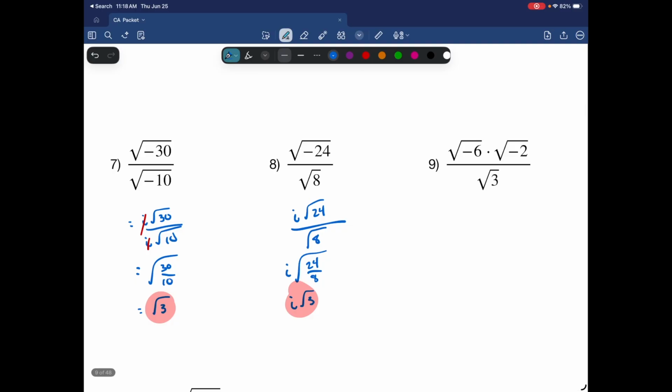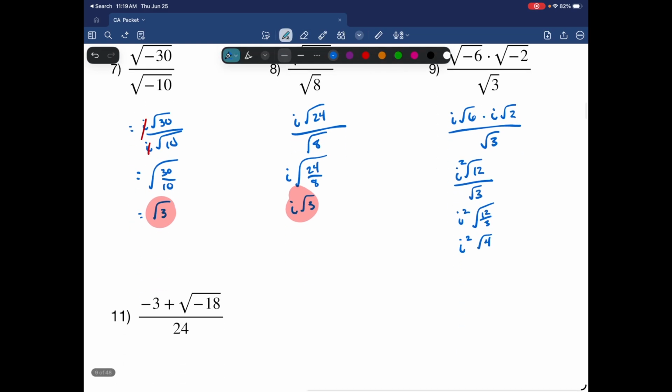All right, on number 9, I got i square root of 6 times i square root of 2, over the square root of 3. On top that's going to be i squared square root of 12, over square root of 3. All right, and now that's going to be i squared square root of 12 over 3. So it's going to be i squared square root of 4. The square root of 4 is 2. i squared is negative, so that's going to be negative 2 as my final answer here.